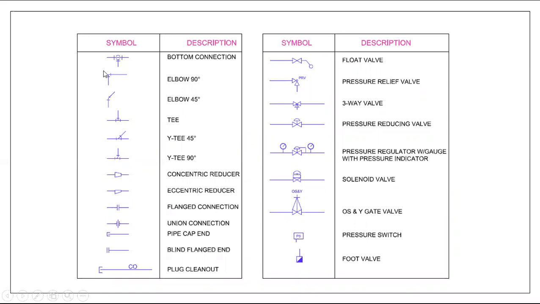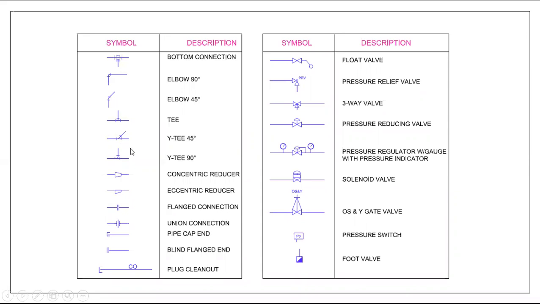Elbow, you have to show like this. A 90-degree elbow you have to show like this. For a 45-degree elbow, you show a 45-degree line only. T connection, you have to show like this. The Y-T, you have to show like this. The 45-degree Y-T, you have to show like this.